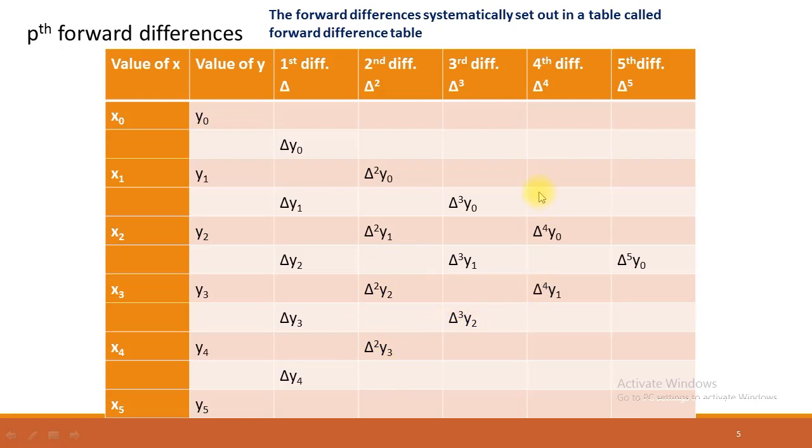And similarly, for the fourth differences, subtract delta cube y naught from delta cube y1, we get delta 4 y naught, and subtract delta cube y1 from delta cube y2, we get delta 4 y1. And for the last differences, subtract delta 4 y naught from delta 4 y1, we get delta 5 y naught.